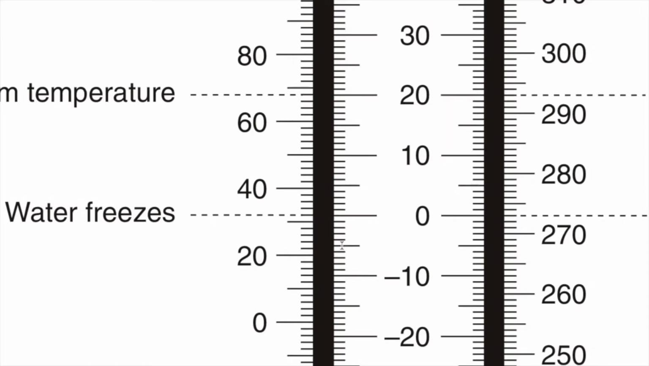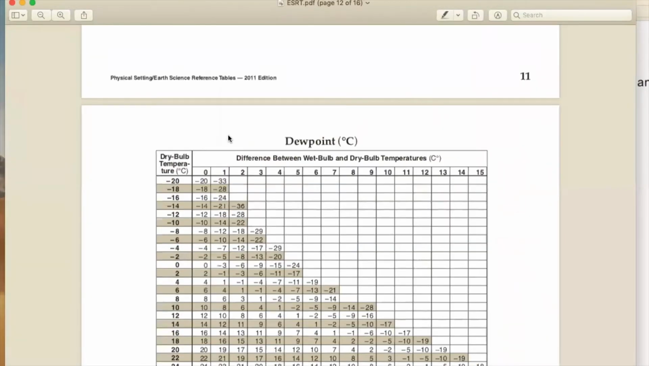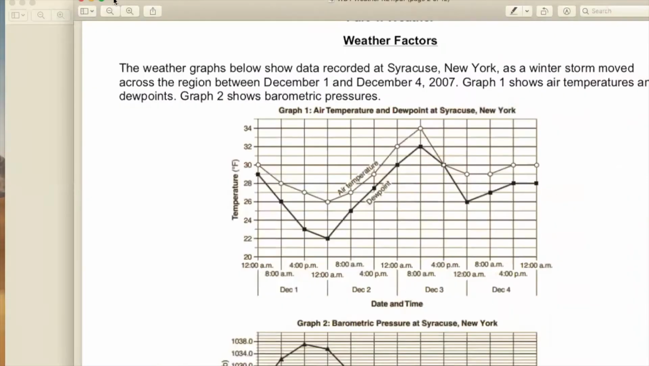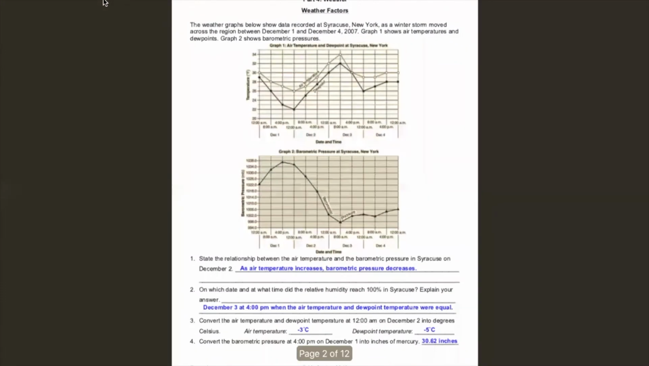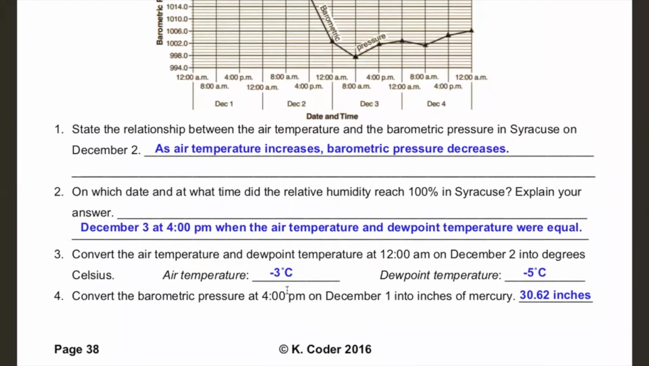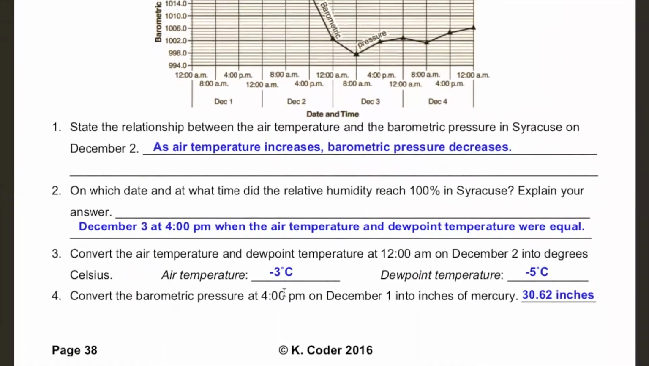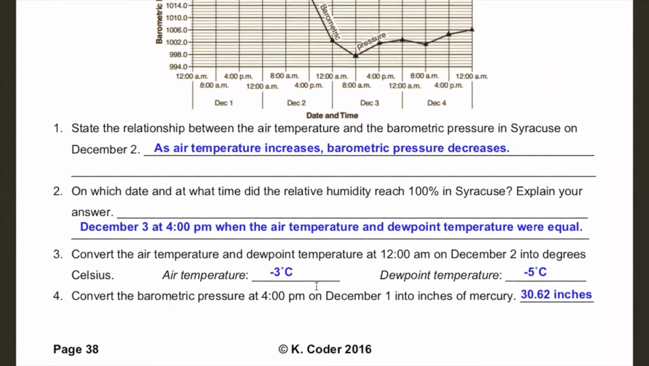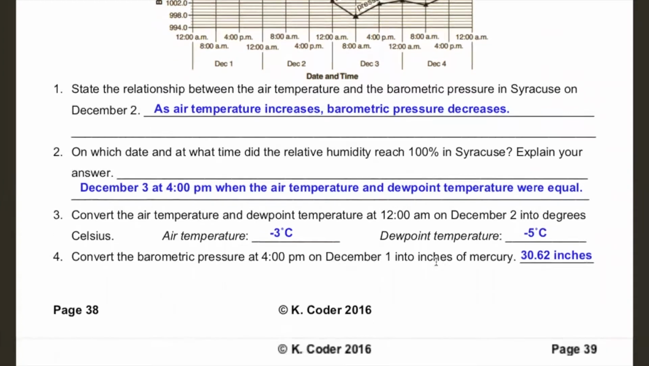Okay. So sometimes it's not going to be dead on, but the regions would be really lenient with that because they know. Okay. So air temperature is -3. That's what we got. And dew point is -5. Just make sure you have your degrees C on there. No naked numbers.